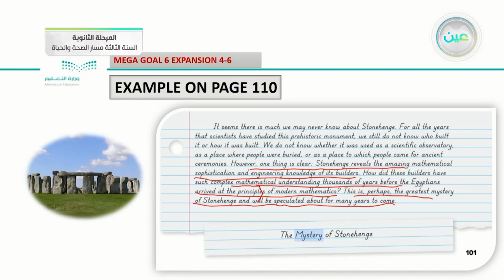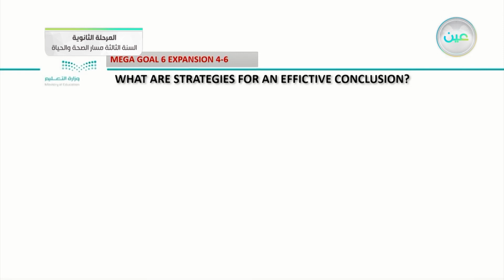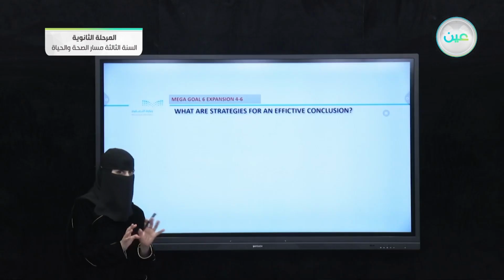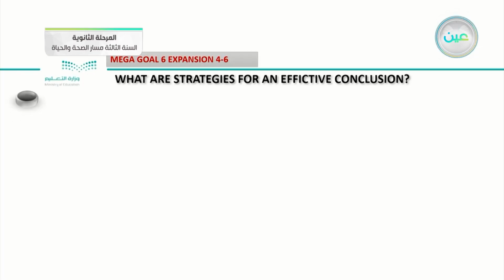Okay, according to this effective conclusion in your pupil's book, let us discuss the strategies that help you to make an effective conclusion in your essay or in your writing essay. That's what we want to focus on. What are the strategies for an effective conclusion? There are some techniques we should follow when you want to make an effective conclusion, not a normal one. Let us see what those strategies are.